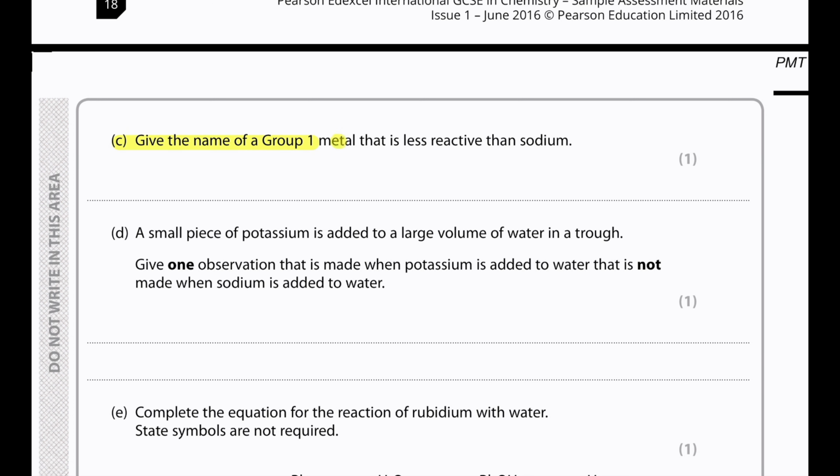Give the name of a group 1 metal that is less reactive than sodium. Less reactive than sodium will be lithium, because in group 1, the metals that are higher up in the group are less reactive than the metals that are lower down the group.